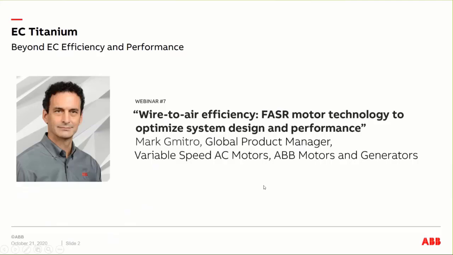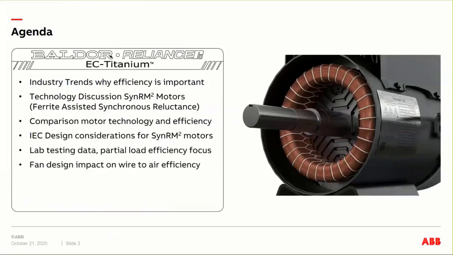As Olga indicated, this is a discussion on wire-to-air efficiency and motor technology. It's based on the Centric RM, which is an existing technology from ABB, and what we call the second generation iteration of that, where we're adding ferrites to it. So we're going to do a discussion on that technology and why we believe it helps in optimizing wire-to-air efficiency for HVAC system design.